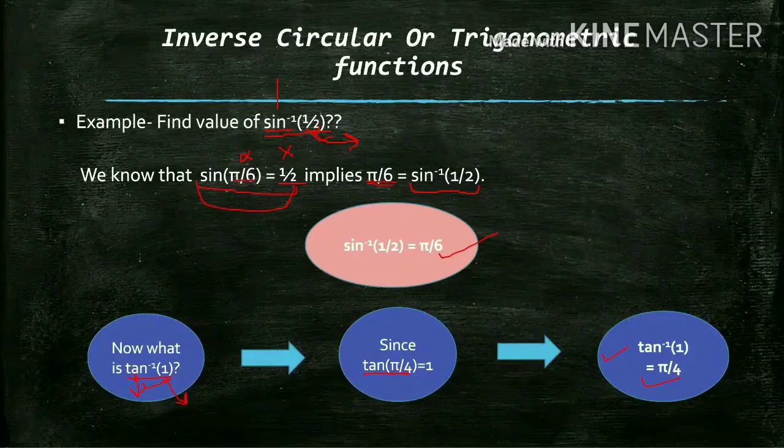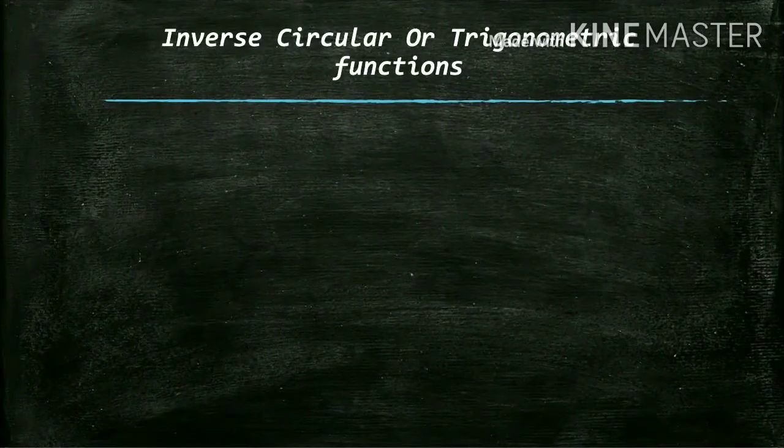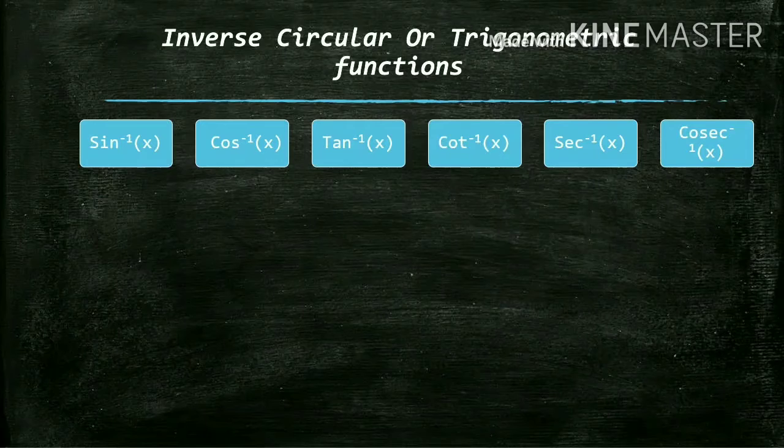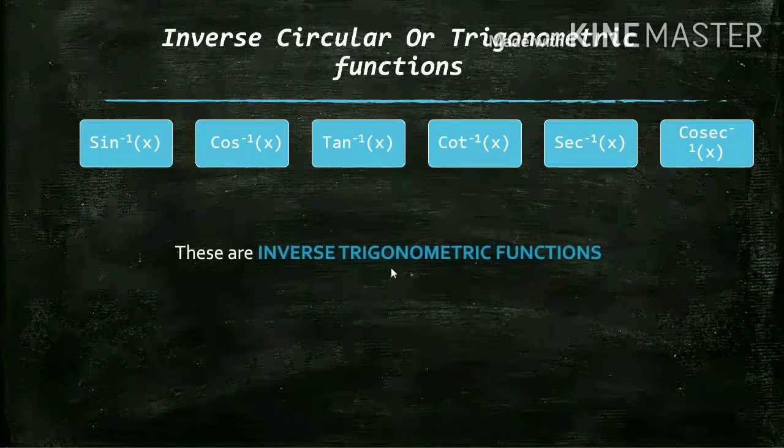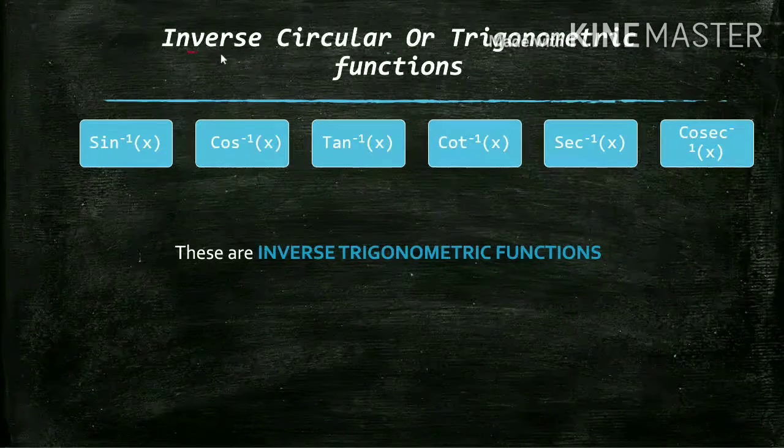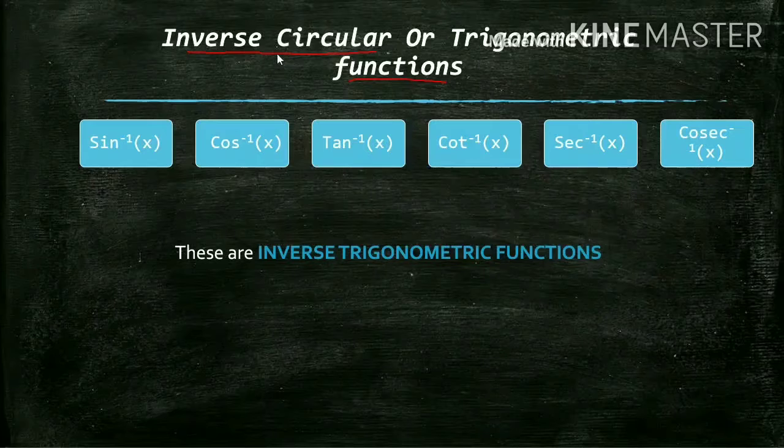So let's now reveal something. The functions that I just taught you: sine inverse x, cos inverse x, tan inverse x, cot inverse x, sec inverse x, and cosec inverse x. These are all inverse trigonometric functions, or inverse circular functions. The symbols you are using to do the calculations are just the inverse trigonometric functions. Now you might be questioning why these are called inverse circular functions.